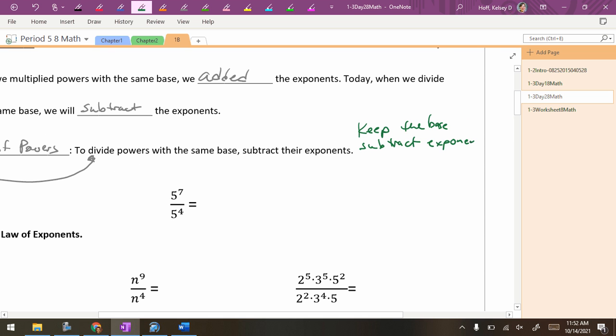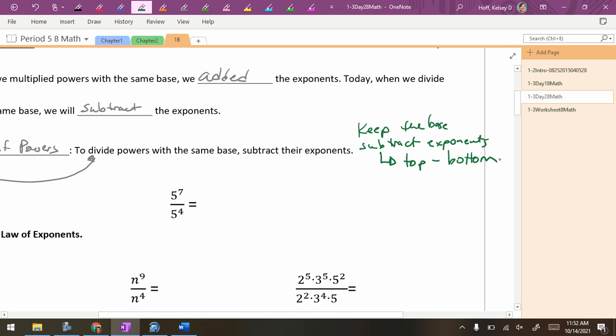Now today is a certain way. We have to go the top exponent minus the bottom. Yesterday when we were adding, when you add, it doesn't matter the order, but when you subtract, the order does matter. So it is crucial that you take the top exponent minus the bottom exponent.